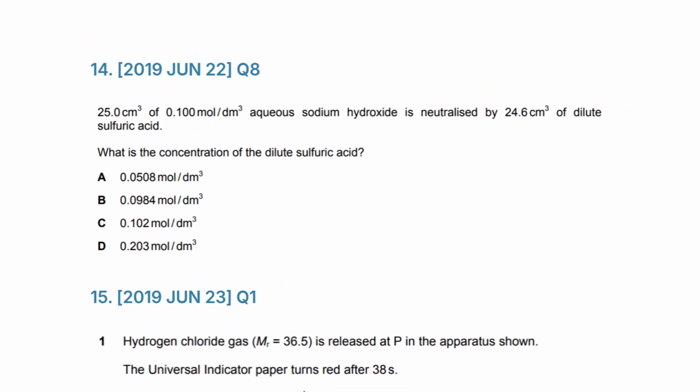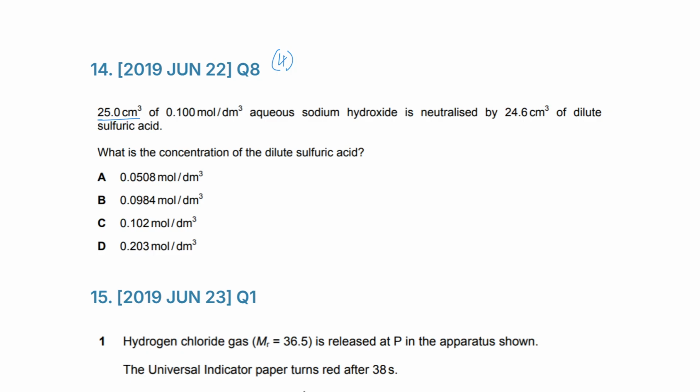Okay. 25 cm³ of 1.1 mol/dm³ sodium hydroxide is neutralized by 24.6 cm³ of dilute sulfuric acid. What is the concentration of sulfuric acid? Now again, this is a beautiful question. If it were to come in the theoretical paper, it would probably come for 3 or 4 marks, but in MCQ it has come for 1 mark. So you need to be smart about it.